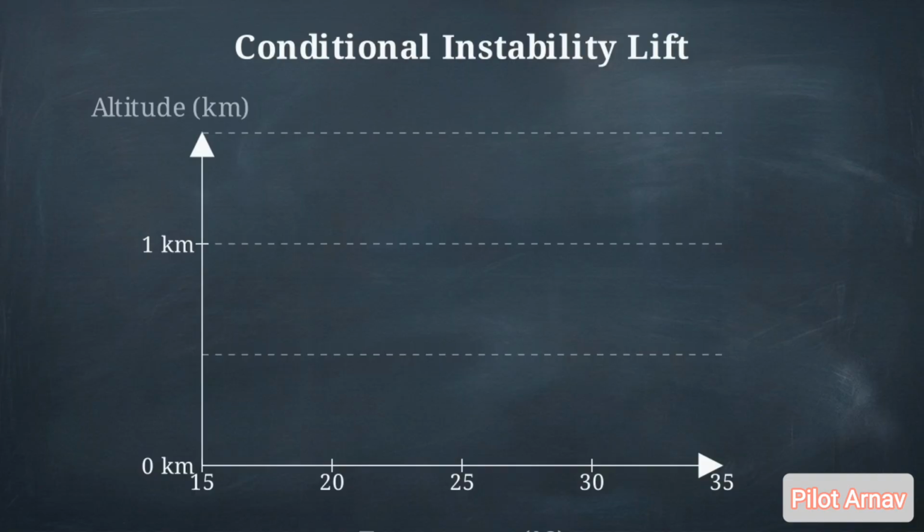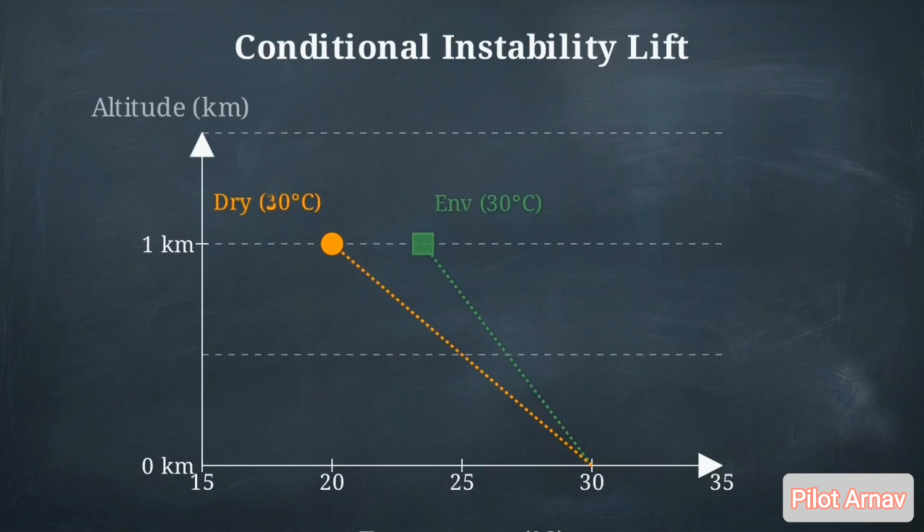We begin at the surface with both the ambient environment and a dry air parcel sitting at 30 degrees Celsius. We force both upward 1 kilometer. Following the DALR, the dry parcel drops 10 degrees to 20 degrees Celsius. The surrounding environment, cooling at a standard ELR of 6.5 degrees, reaches 23.5 degrees Celsius.